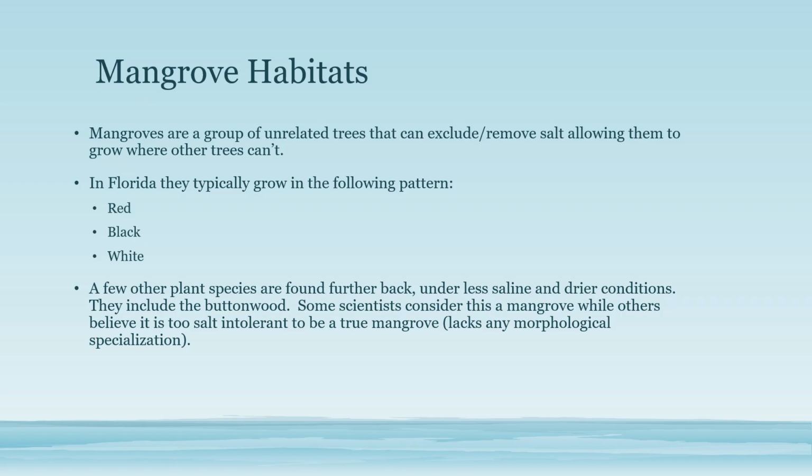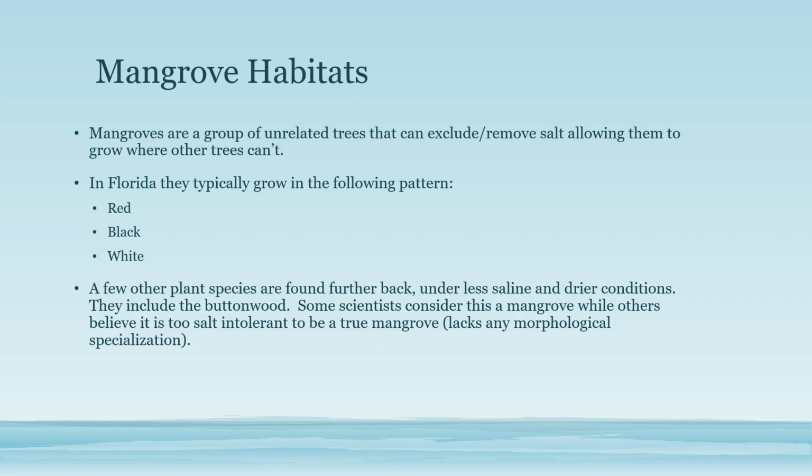In Florida, where we have a subtropical climate, where the barrier island meets the intracoastals, we tend to have mangrove habitats. Mangroves are a group of unrelated trees, and they can actively remove salt. They generally grow red to black to white. If you go in the water, red have prop roots. Black mangroves have pneumatophores, and then white mangroves grow behind them.